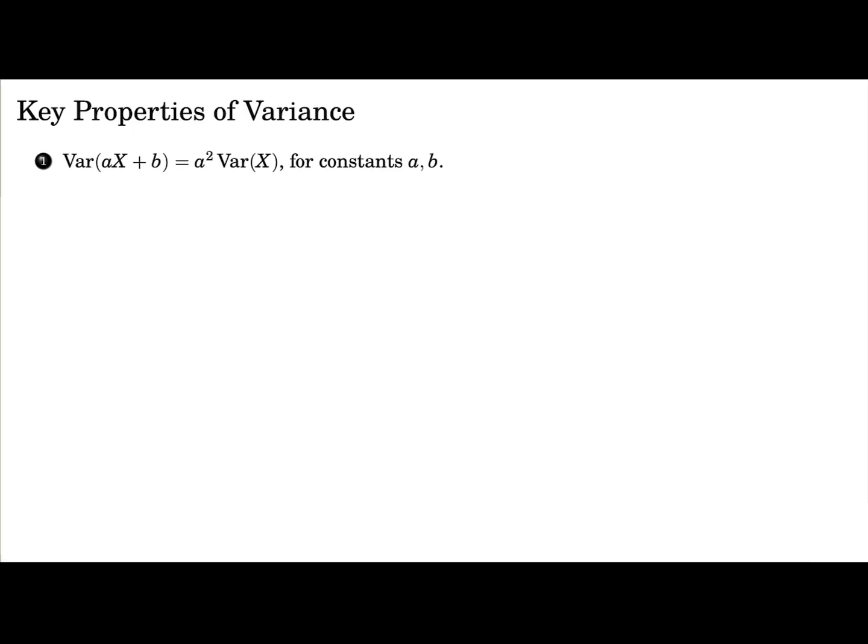However, when you multiply by a factor of a, that comes with the square. If you double all the outcomes, the distance from the mean doubles. But remember, the variance is the squared distance, so it goes up by 4 times. That's why you get a factor of a squared and not a.